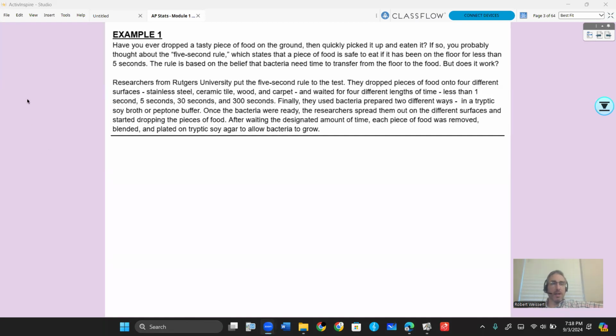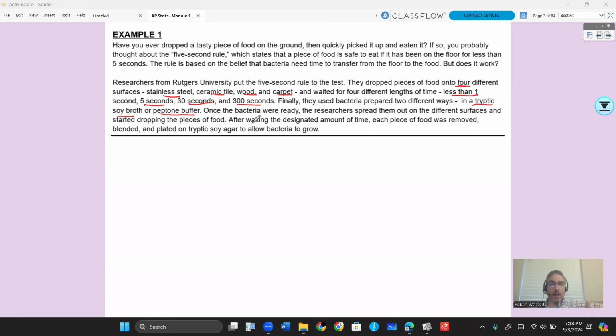So let's analyze that for a second. We have 4 surfaces: stainless steel, ceramic tile, wood, and carpet. They waited for 4 different lengths of time: less than a second, 5 seconds, 30 seconds, and 300 seconds. Finally, they used bacteria prepared 2 different ways: in a tryptic soy broth, whatever that is, and peptone buffer.